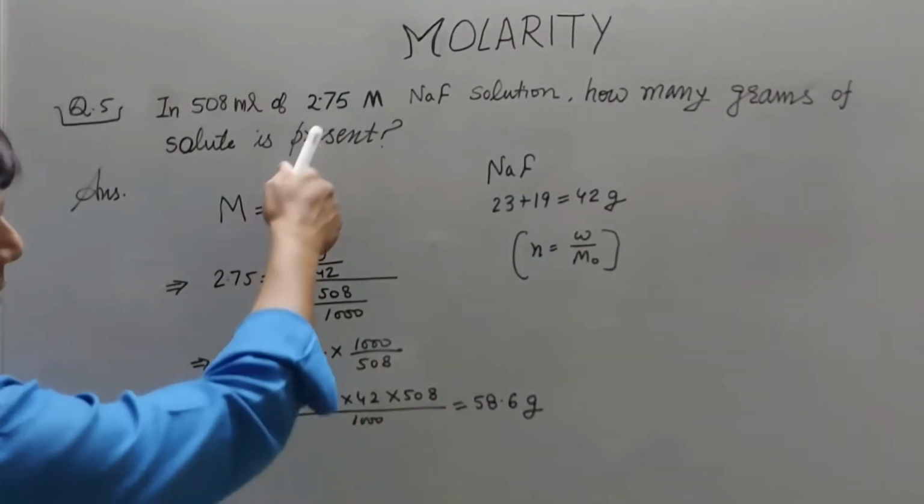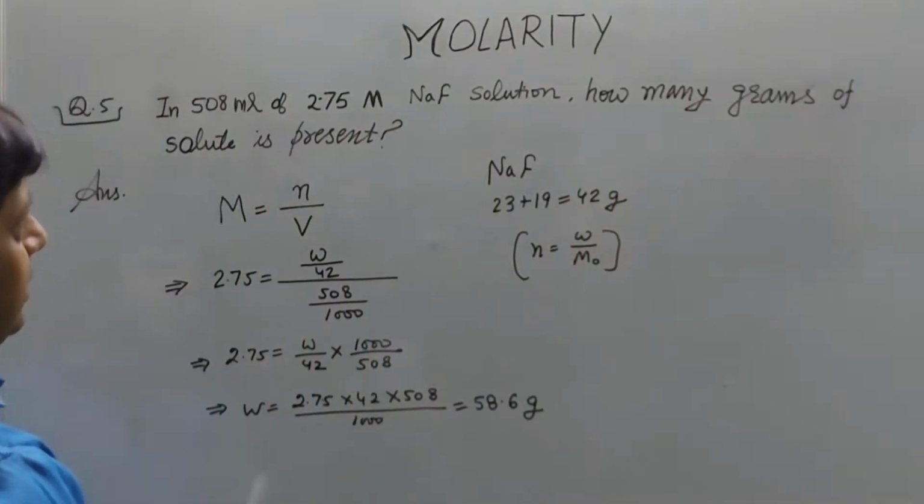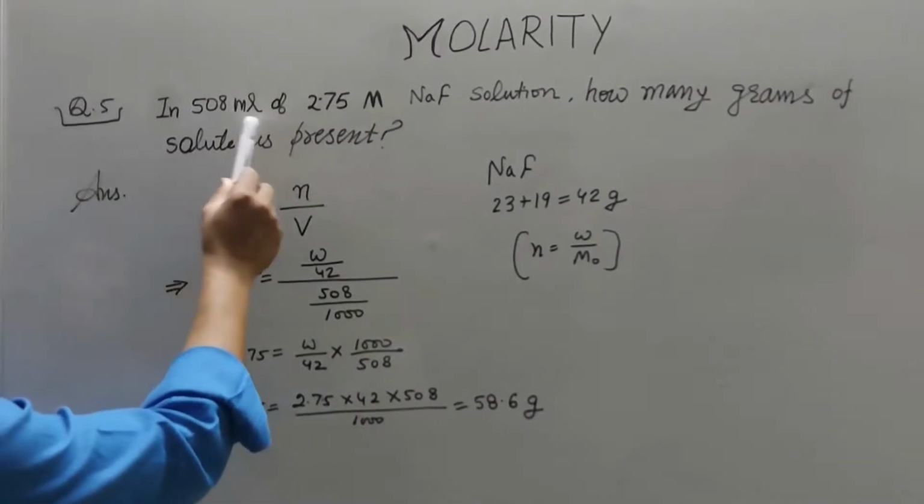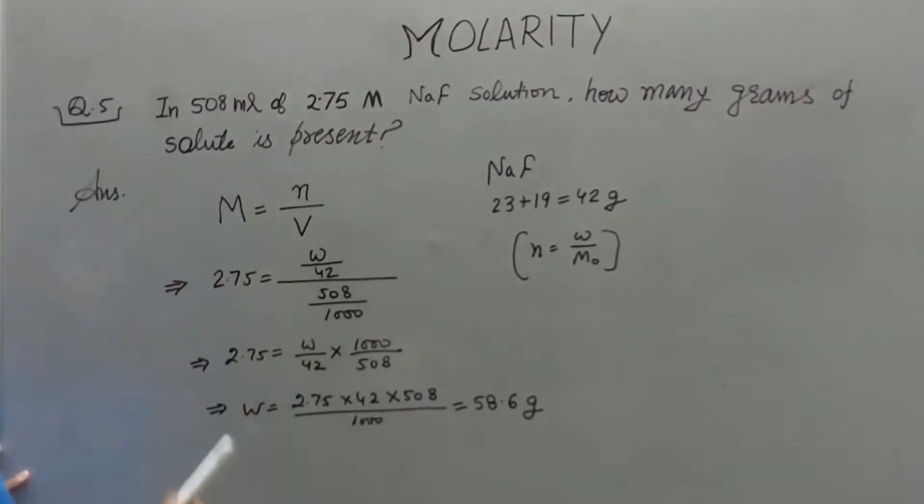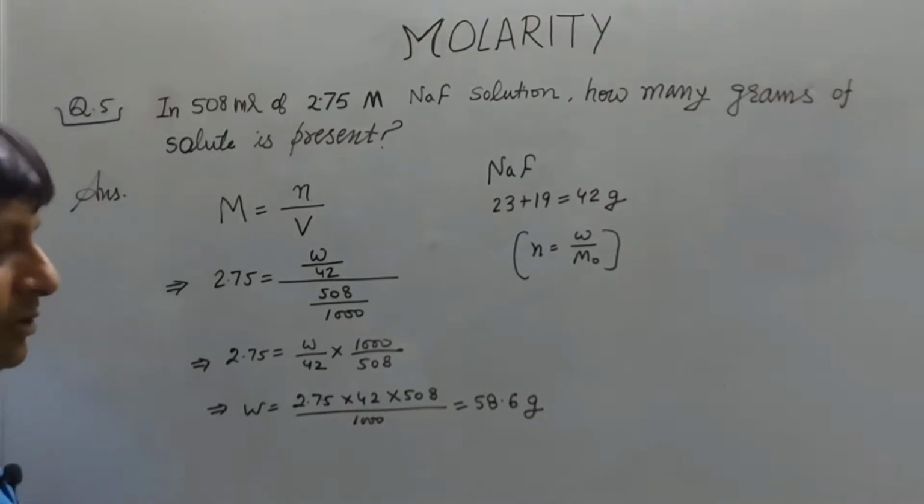It means 58.6 gram of sodium fluoride will be needed to make 508 मिलीलीटर ऑफ 2.75 मोलर सॉल्यूशन.